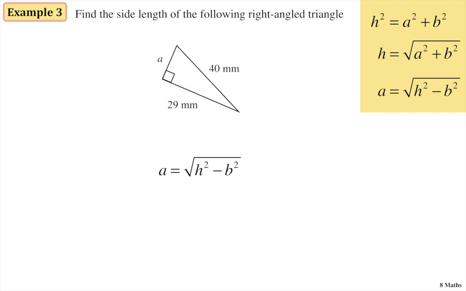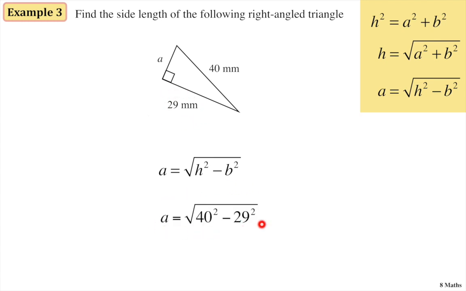Looking at our next example, the side that we're looking for, A, is that the longest side or the shorter side? Well, it's definitely a shorter side. It's actually the shortest side on this triangle. If you know the longest side, that's the hypotenuse. We know the hypotenuse. We're using the minus formula when you're trying to find a shorter side length. So A equals the square root of 40 squared minus 29 squared.